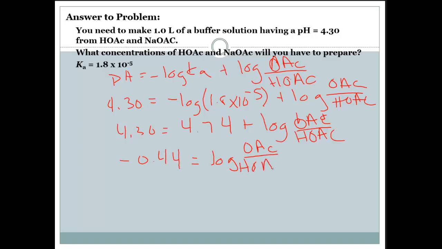So first thing I'm going to do now is take 10 to the x, or the inverse log, of the negative 0.44. I'm going to do 10 to the x here, which then cancels the log and the 10 to the x out on the right. 0.363 is the concentration of the base over the concentration of the acid.